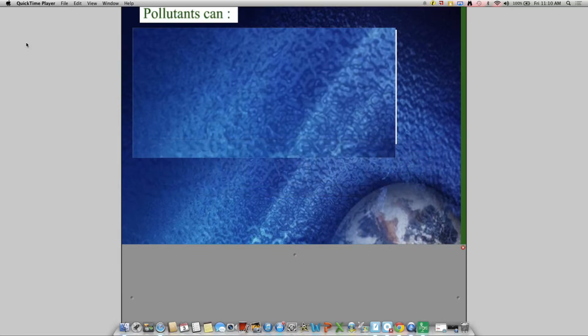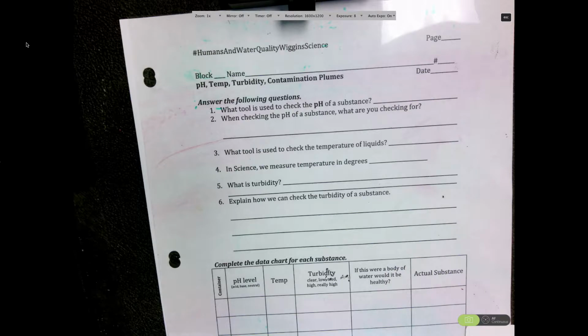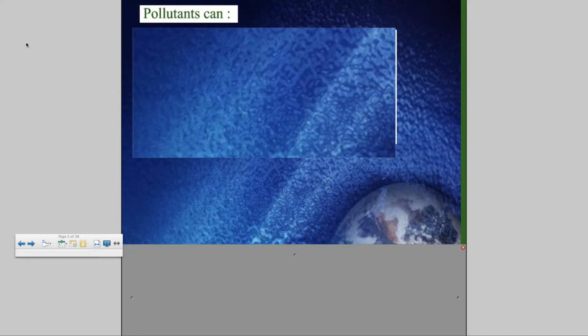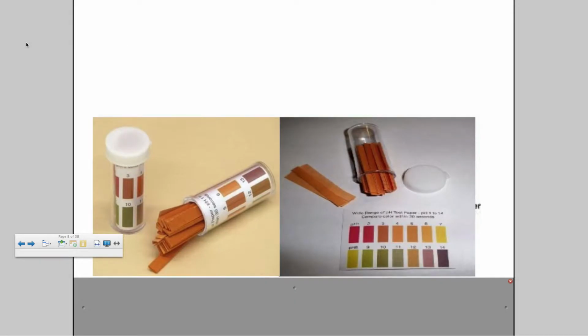So let's take a look at our paper. It says, what tools do we use to check the pH of a substance? What tools do we use? Chris: I forgot what it was called, it was like a little circle thingy. That's not the pH. Drika: It was like a strip of paper, a pH strip. Yep, this is called pH paper. Make sure your p is lowercase and your H is uppercase. It's another name for pH paper.